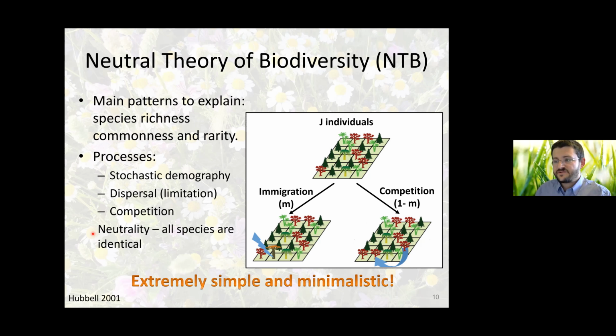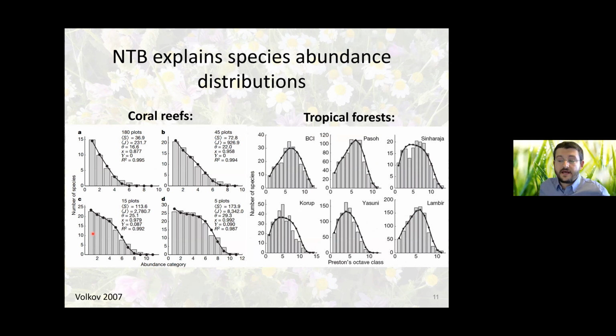I guess it's very natural to ask, what can such a simplistic theory possibly explain? And it turned out that neutral theory has an impressive ability to explain the distribution of commonness and rarity of species in many communities. So here we see the species abundance distributions of a few coral reefs and tropical forests, and we'll be seeing a few of those, so pay attention.